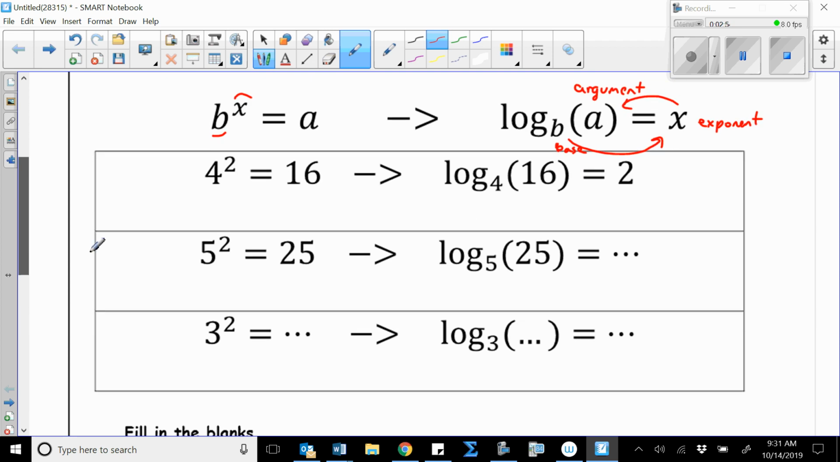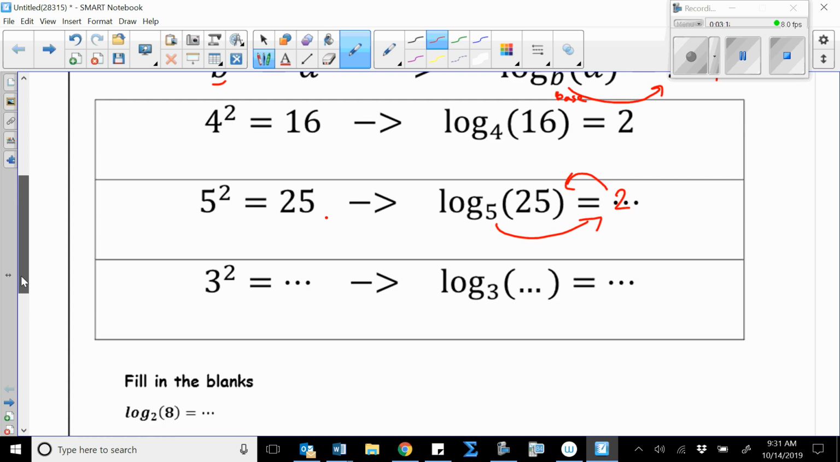5 to the power of 2 is equal to 25. So log of 25, notice always the answer of the exponential is the argument of the log. The base of the exponential is the base of log as well. And the exponent will go on the right side as the answer of this log. So 5 to the power of 2 is equal to 25.